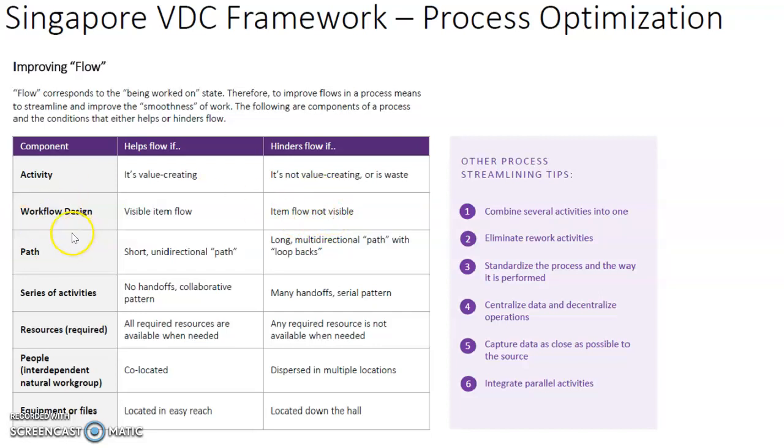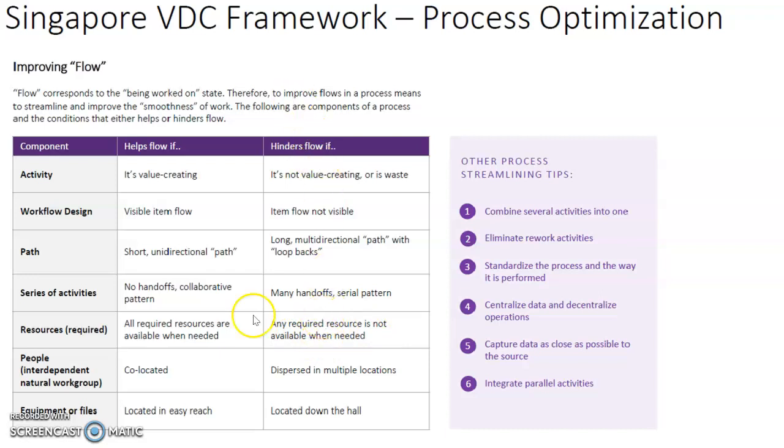In terms of a path, it will help the flow if the path is short, unidirectional. If it's a long, multi-directional path with a lot of loopbacks, that will hinder the flow for the process or for the system. In terms of series of activities, we want to have no hand-offs, collaborative patterns. If there are many hand-offs and a serial pattern, then it tends to hinder the flow. In terms of resources, if all required resources are available when needed, that will help the flow. But if any required resources are not available when needed, obviously that will hinder the flow.